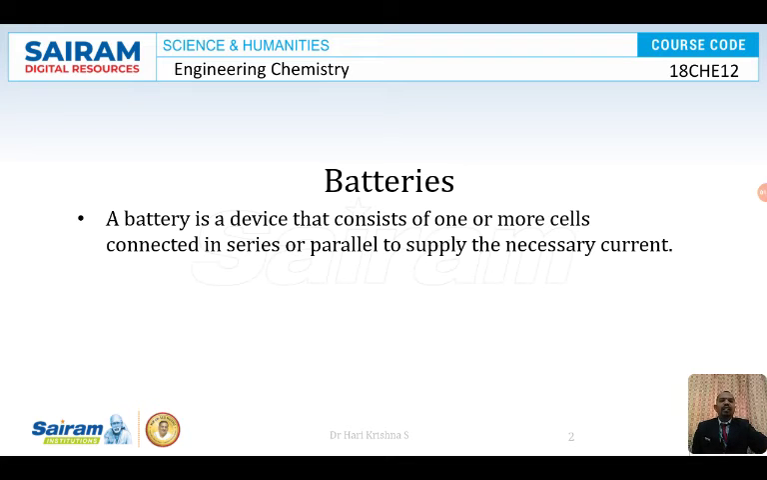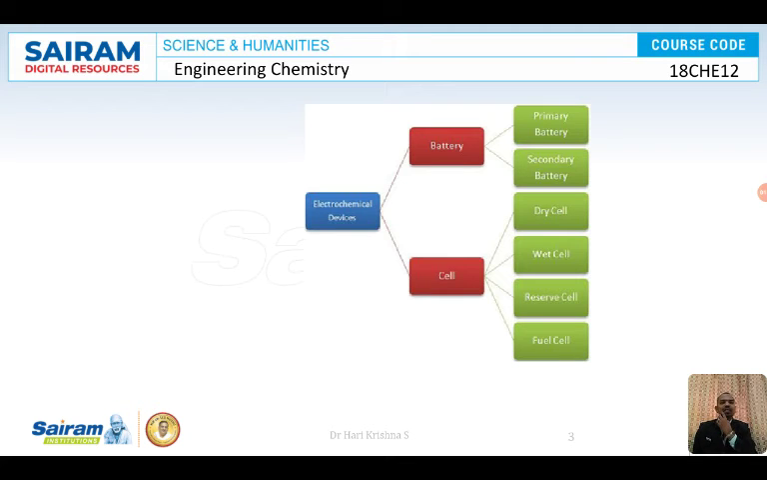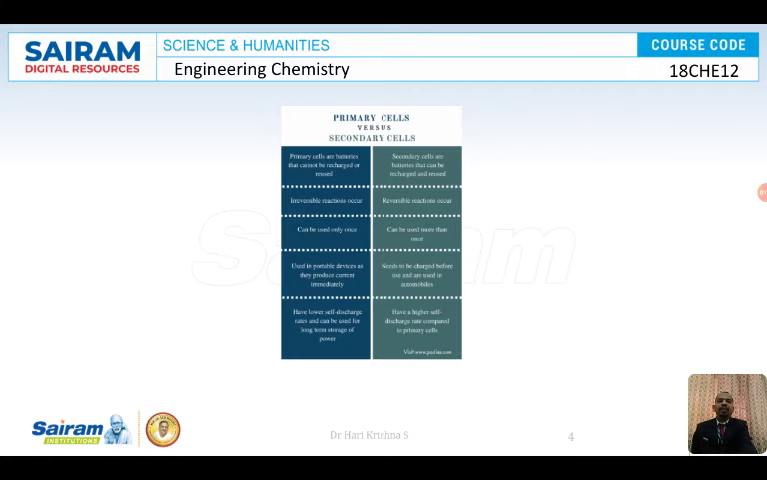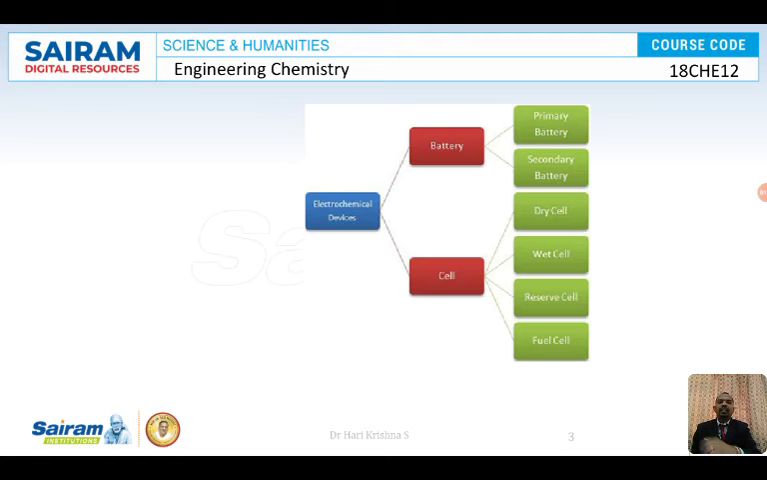Batteries are classified mainly into three types. They are primary batteries, secondary batteries, and reserve batteries. Let us discuss these primary, secondary and reserve batteries one by one. What are primary batteries?